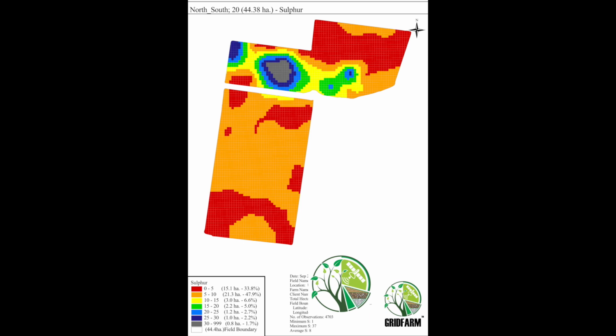The next map's a sulfur map. Sulfur is a very mobile element, gives us a good indication of where we have waterlogging in a property, and there's a clear waterlogging spot in the northern end of this property. So again, using nutrients to identify issues on the property.